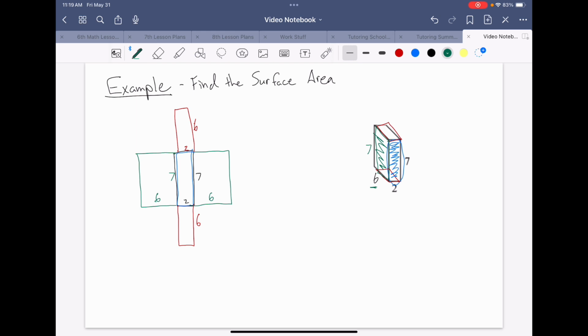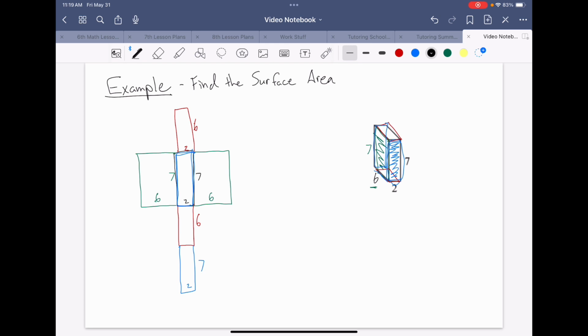Finally, I have to realize that there's another blue one back here that I can't quite see. It's connected to this red piece, so I'm going to put it underneath. And again, that's a 2 by 7, just like my original piece I had at the beginning. Well, now that I have the net, I can look at each piece individually.